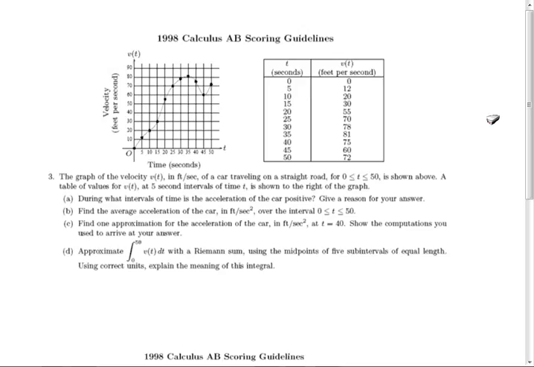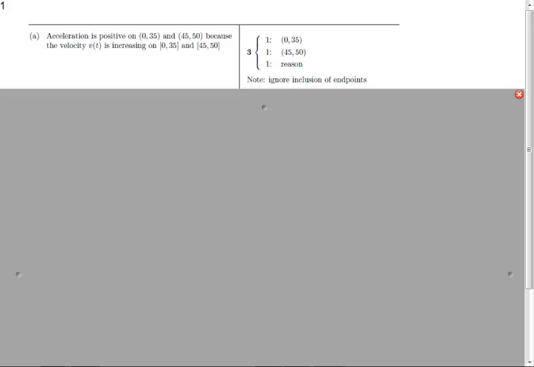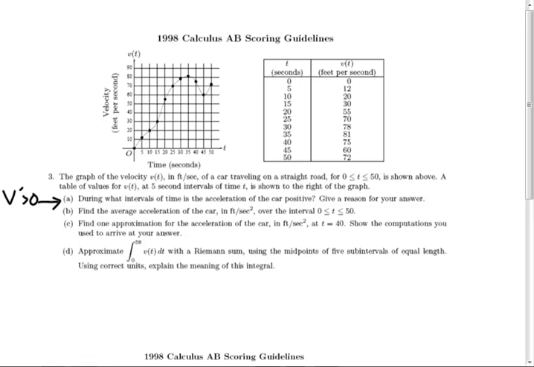Okay, looks like everybody got A. It's where the acceleration is positive, which is when the derivative is bigger than 0. One point for each interval and then one point for the reason. The College Board wrote it as the velocity is increasing. That's okay either way. That's not the way I taught it, but I think the other way is easier. It's easier for me.